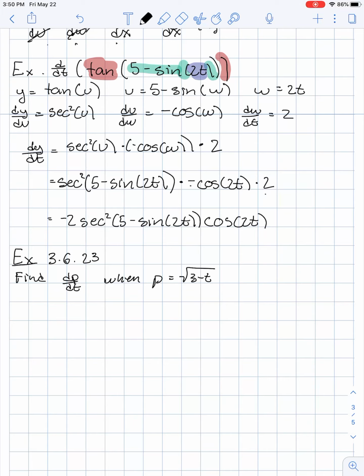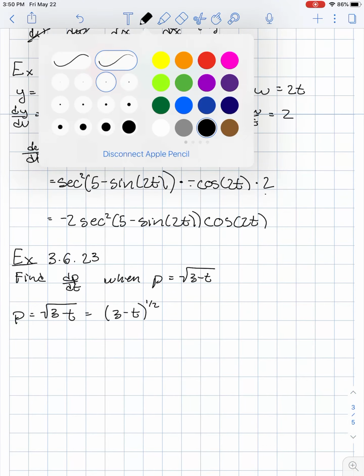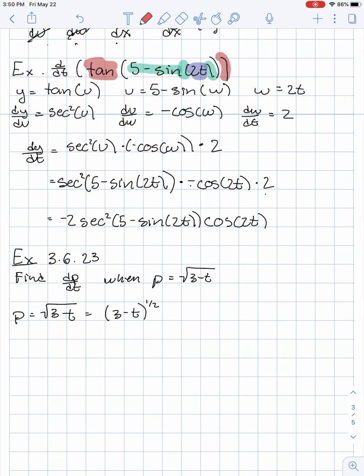So I'm going to write this problem a little differently. This is a different way to think about it. So if you don't want to write the chains, this is another way we can do it. So I'm first going to rewrite this just to help me take its derivative. So I'm going to do 3 minus t to the 1/2.